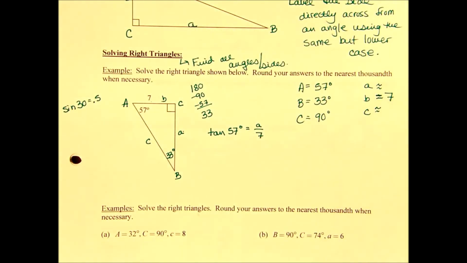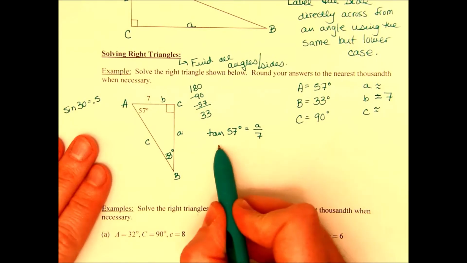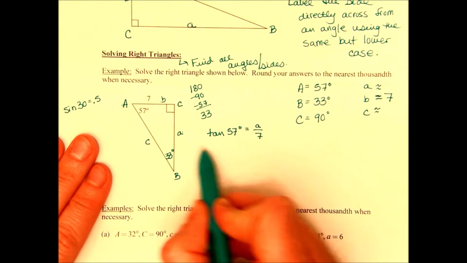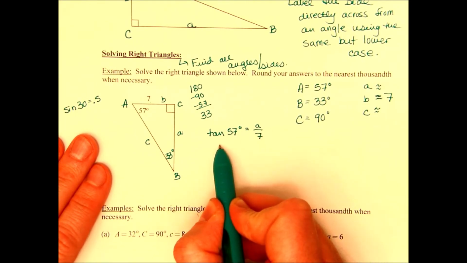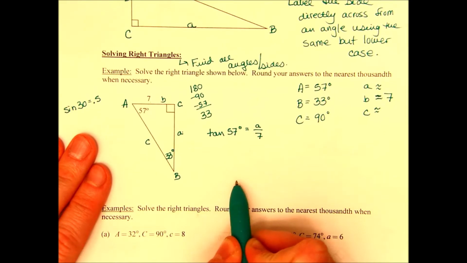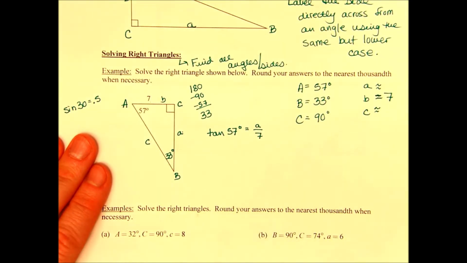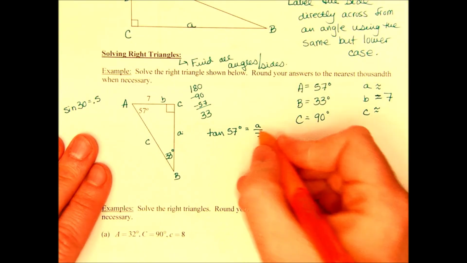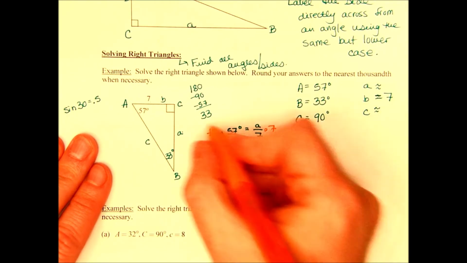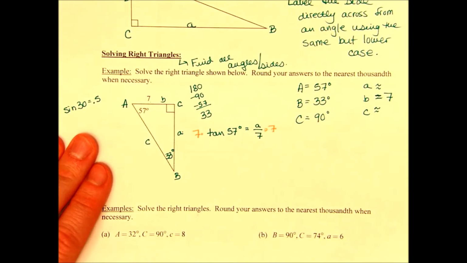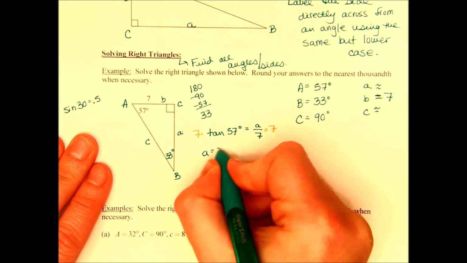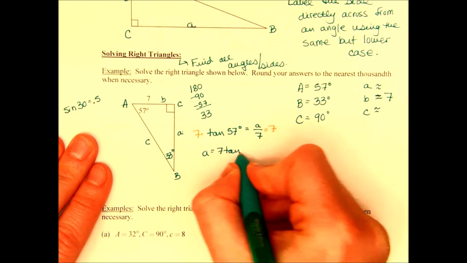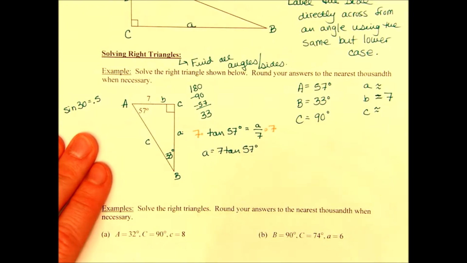But now that we have that, I'm going to try to solve this little equation for A. I'm first going to try to do some algebra before I go to my calculator. How do I get rid of a divide by 7? Well, that's easy enough. I'm just going to multiply both sides by 7. And I'm going to get A equals 7 times the tangent of 57 degrees.